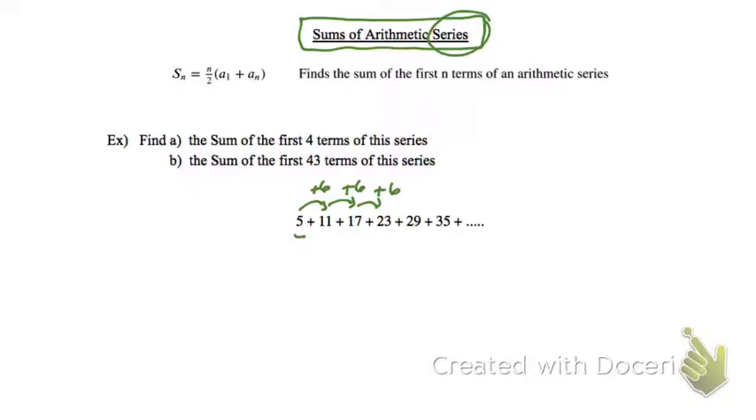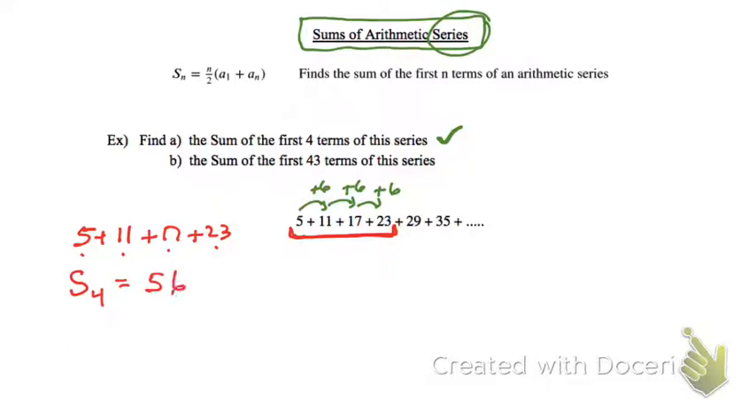First, let's find the sum of the first 4 terms. So those 4 numbers: 5 plus 11 plus 17 plus 23. Let's find the sum of the first 4. That's what S sub 4 would look like. You can do that in your head since it's only 4 numbers. 5 plus 11 is 16, plus 17 is 33, plus 23 is 56. That one's not too hard to do in your head because it's a short list.